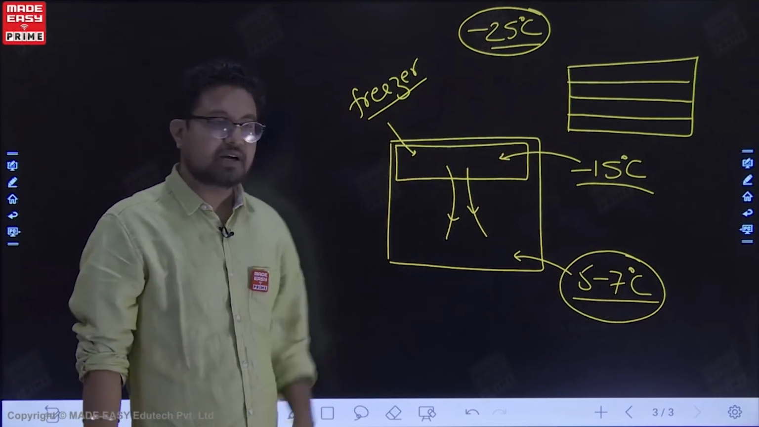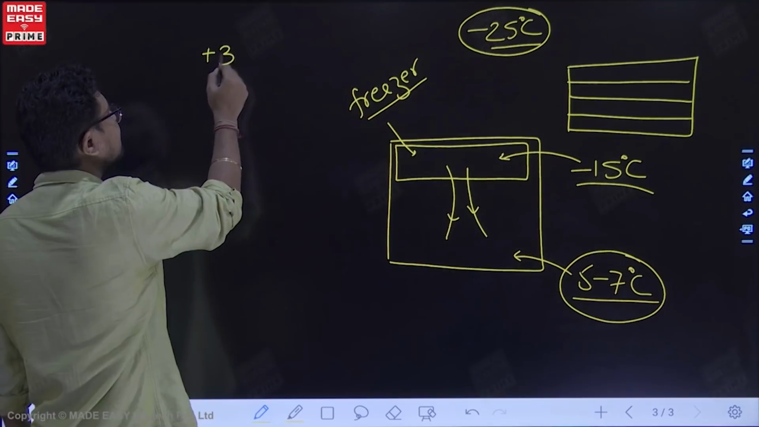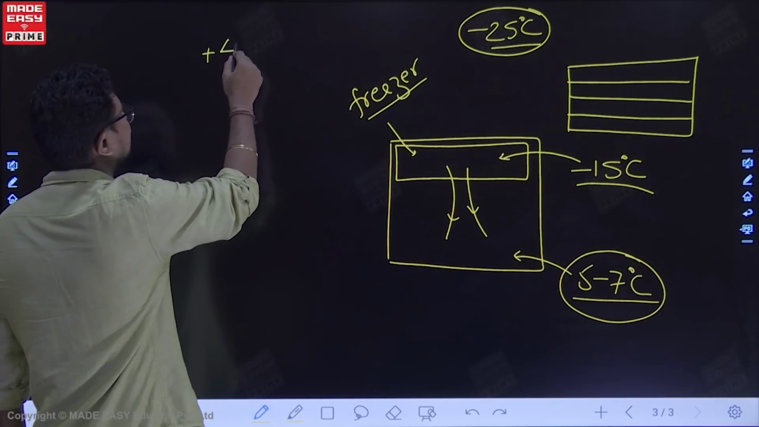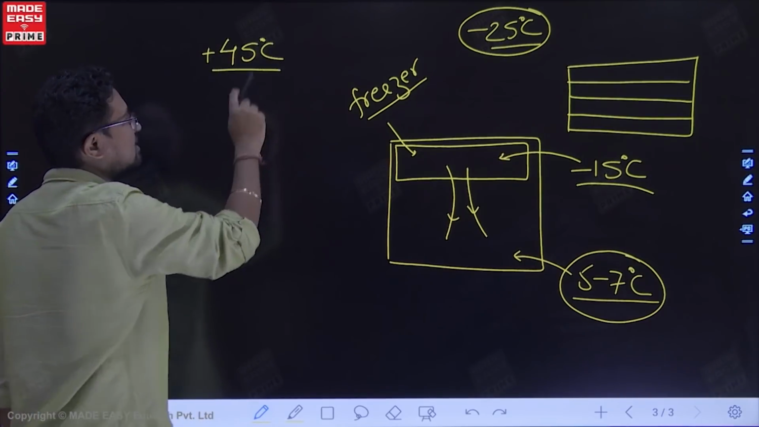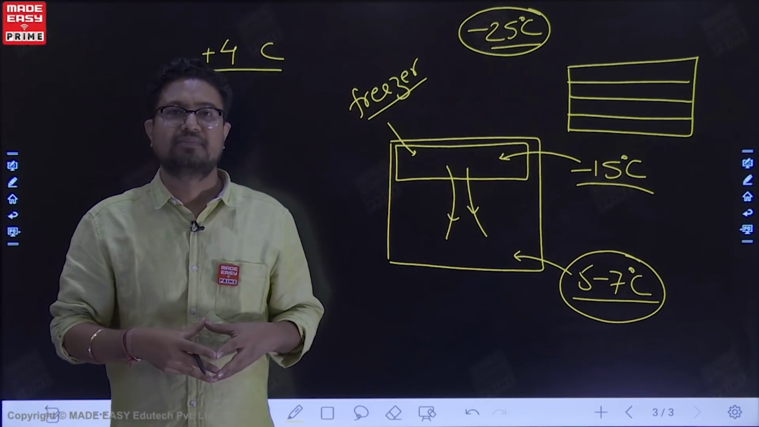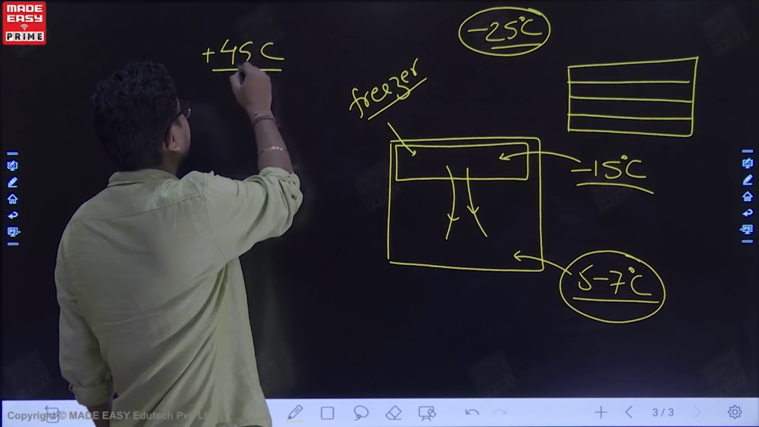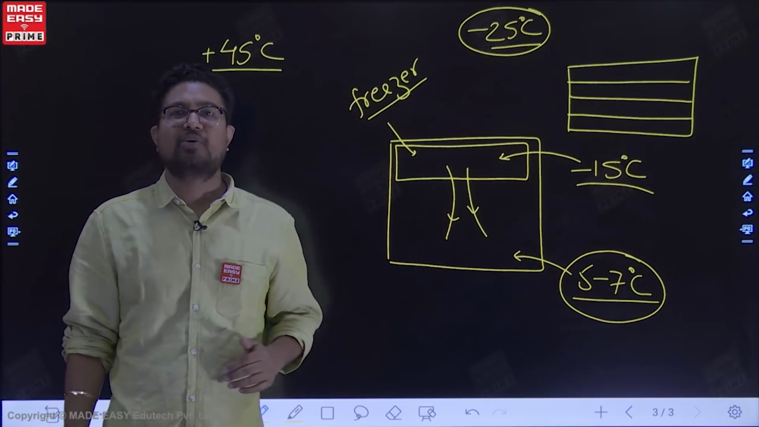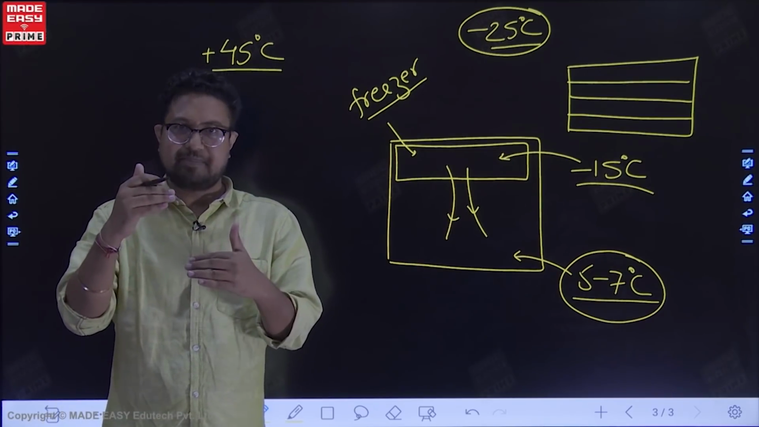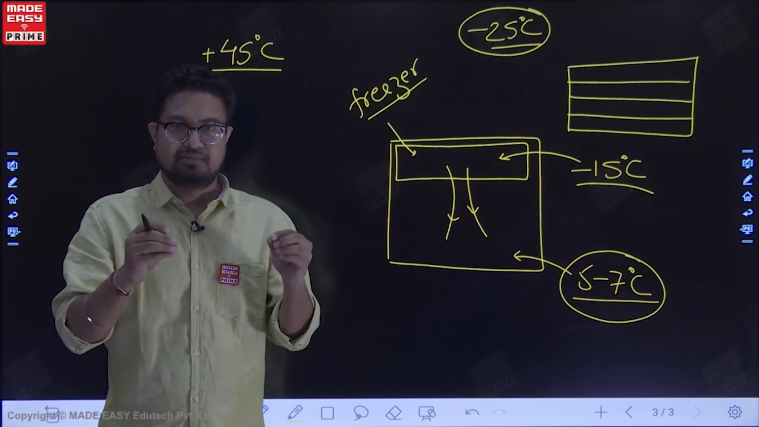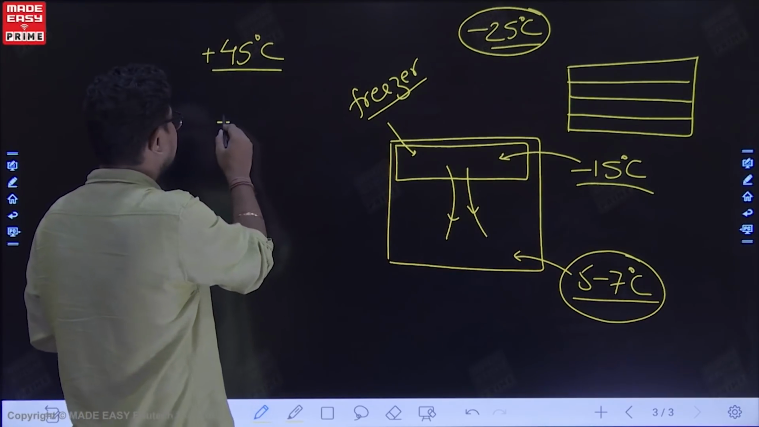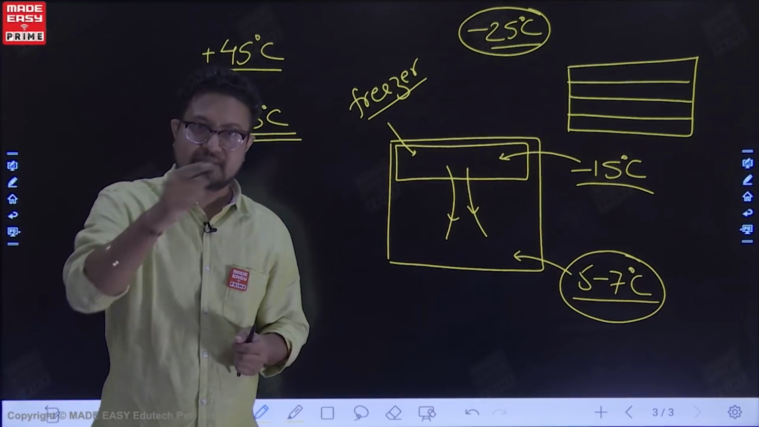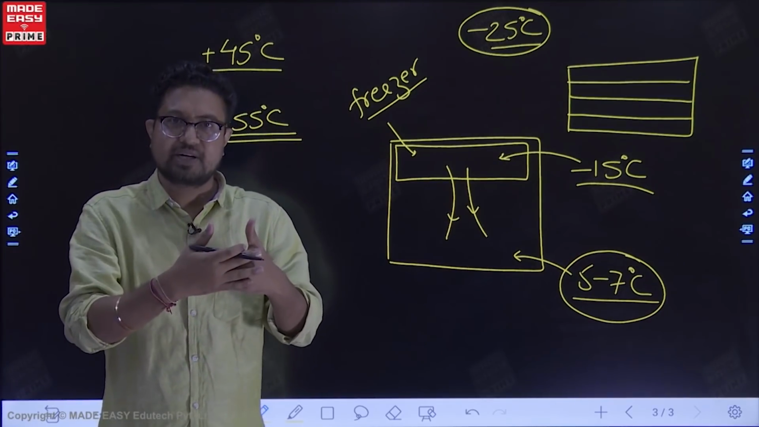Where will you reject heat? To the surroundings. So the surrounding temperature is, let us say, 30 degrees Celsius, or let me take it to be, in the summer season, 40-45 degrees Celsius. This is the temperature up to which the surroundings can go. So if the surrounding temperature is 45 degrees Celsius, suppose, to reject heat to the surroundings, our refrigerant should flow at a temperature more than the surroundings. Let us say 55 degrees Celsius. So 55 degrees Celsius should be the refrigerant temperature when it is flowing through the condenser part, which is in contact with the surroundings.